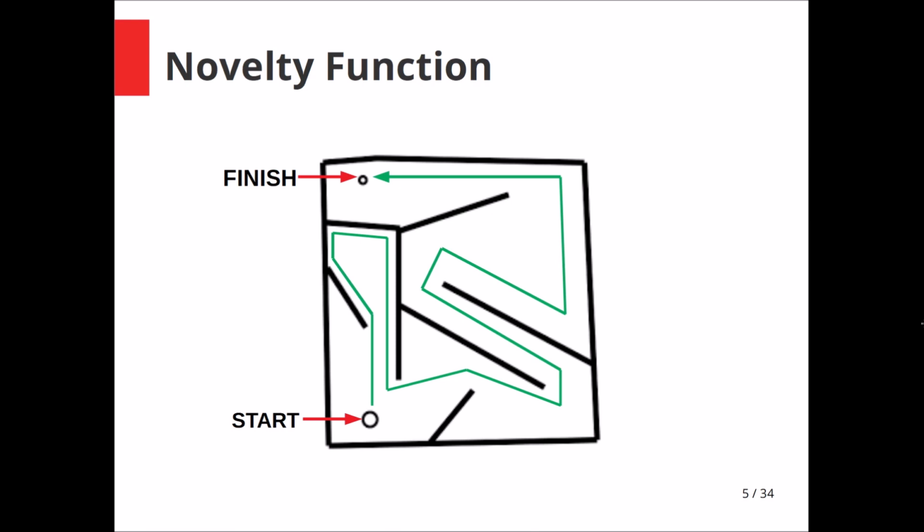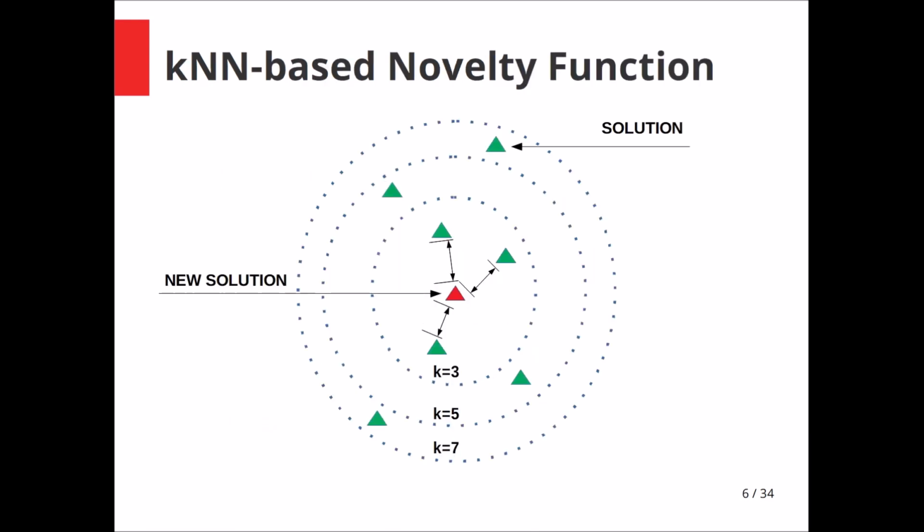The first novelty function we propose is based on a k-nearest-neighbor based approach, where a new solution, here highlighted in red, is compared to the k-closest solutions, which can be 3, 5, 7 or whatever. The chromosome is more novel the higher the distance is. Typically in such a KNN based novelty function, the most novel chromosomes are also stored in an archive.